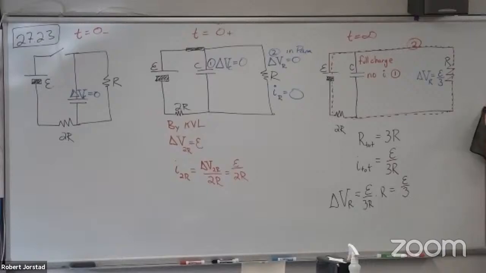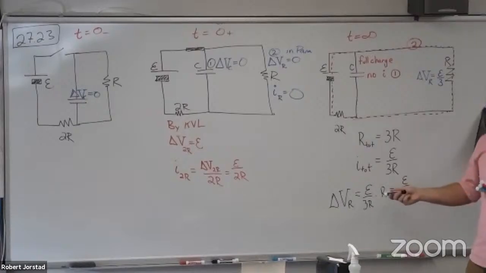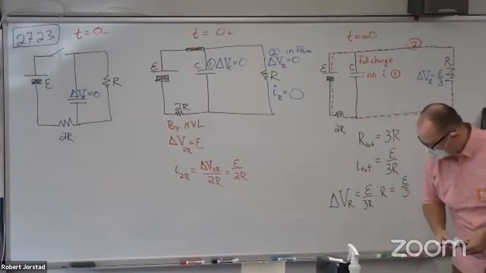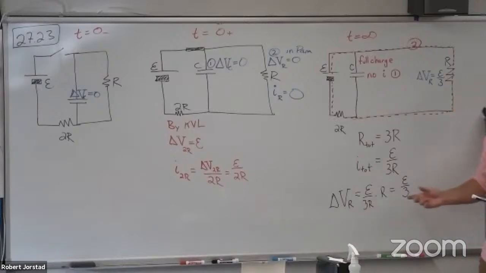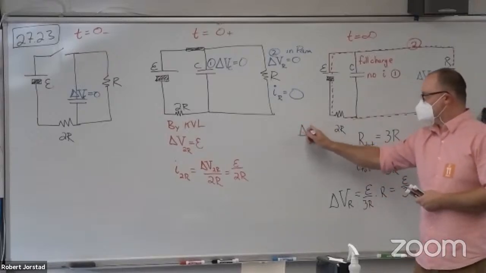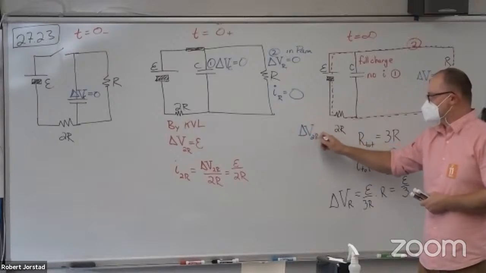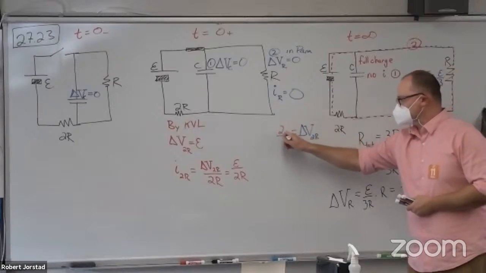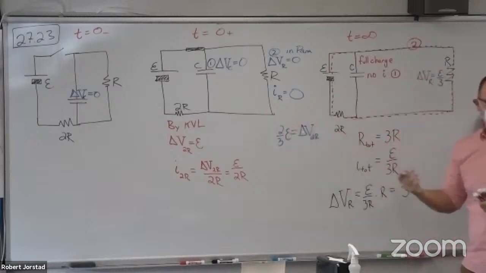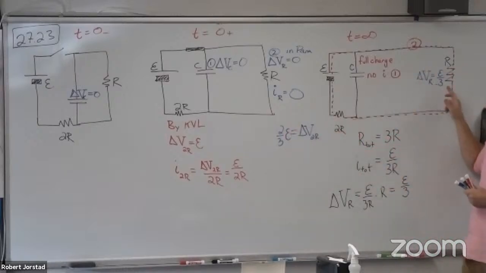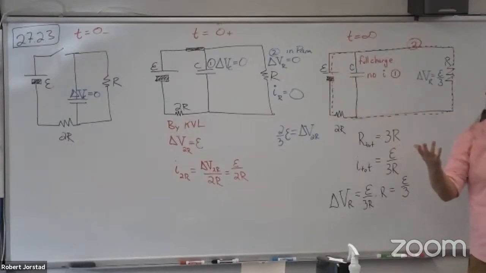So wait a minute. If we know this, how could I figure out the voltage across 2R? Could I do the same thing? Are you guys tired? Yeah, you could do the same thing. Isn't it the same current? And do you agree you're going to get 2/3? Or could you do KVL and say, look, this plus this had better add up to E? Yeah, either one of those.